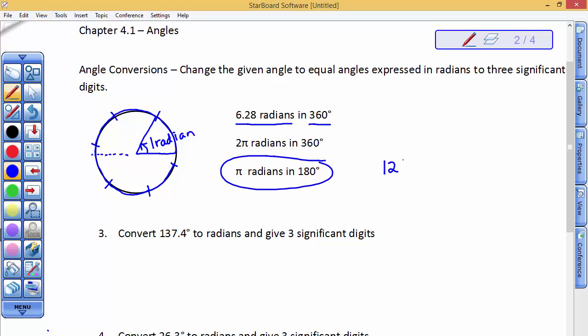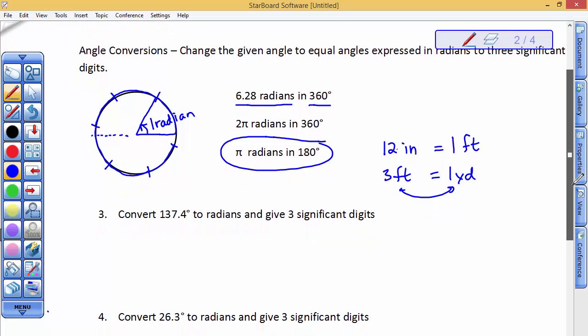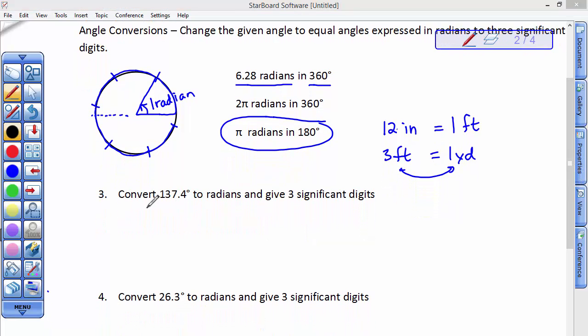And so the conversion factor that I use, remember a conversion factor is like there's 12 inches in 1 foot, or 3 feet is equal to 1 yard. Those are conversion factors. Those are equivalents. Well, pi radians is 180 degrees.